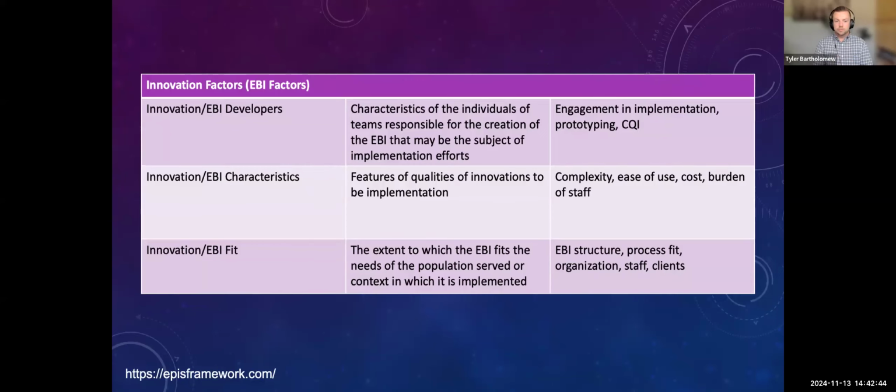And then we ultimately have the fit. Again, is there an organizational fit? Is the climate ready for this? Are there structures in place to support its implementation at the organizational level?